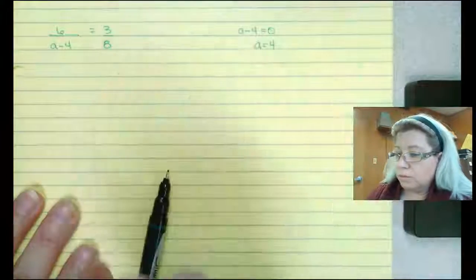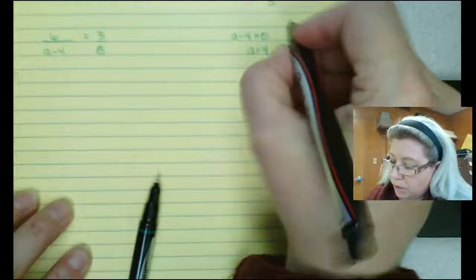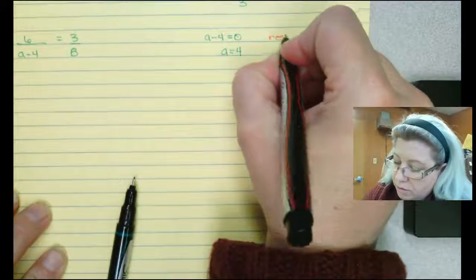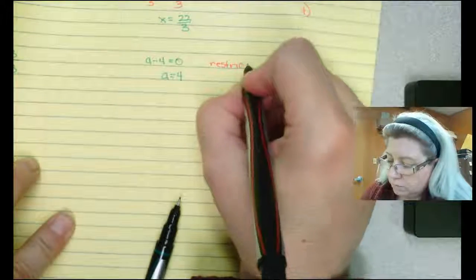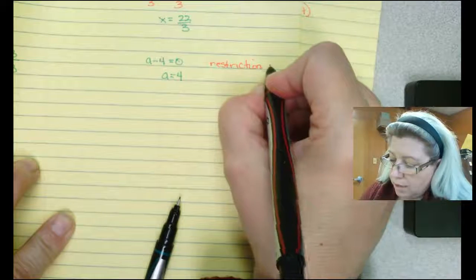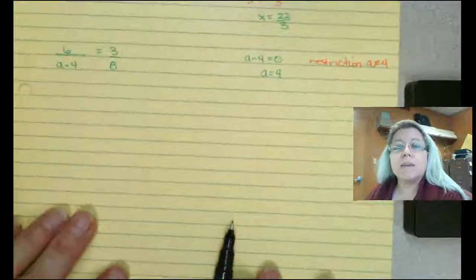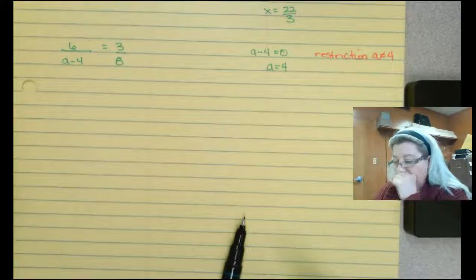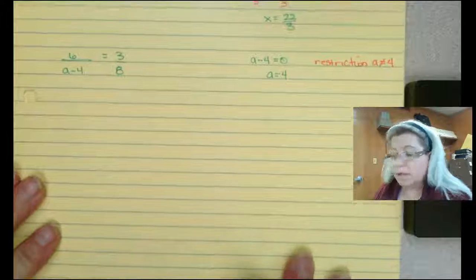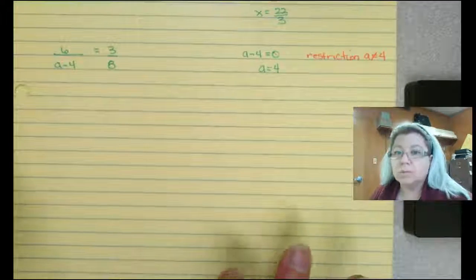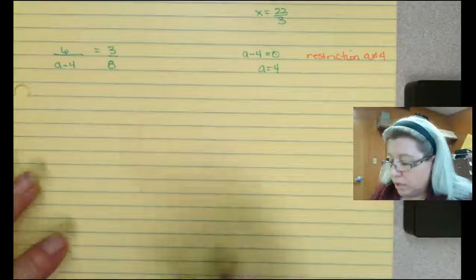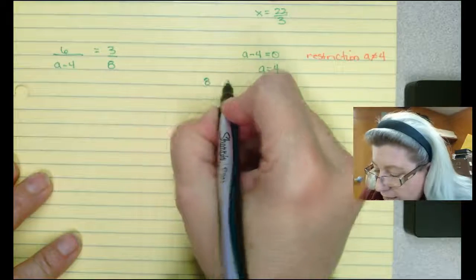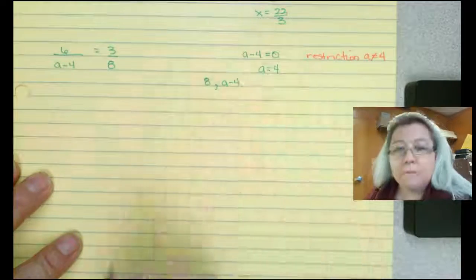So our restriction: a should not equal 4. A can be anything else, but as soon as a equals 4, we're in trouble. Now that we know what our restriction is, we can work through the problem. All right, what is our LCD between 8 and a minus 4?